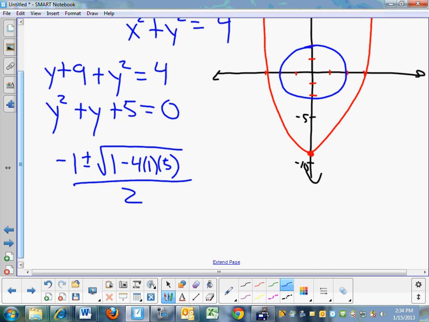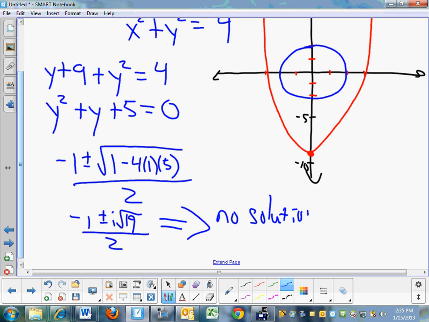So we've just shown that we have an imaginary number underneath there. It would reduce to negative 1 plus or minus i square root of 19 over 2. So therefore, we have no solution as far as the intersection points in the solution to the system. Okay? And our graph ahead of time kind of confirmed that for us. We understood that that was going to be the result. Any questions? Okay, the last one. Example 3.